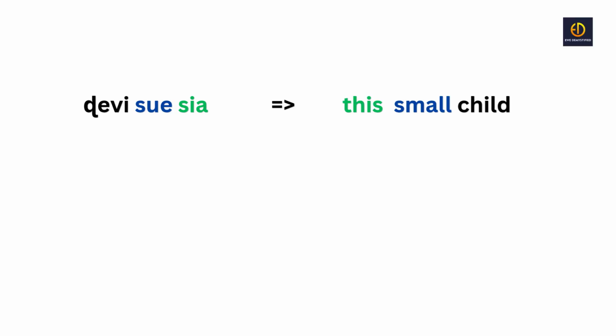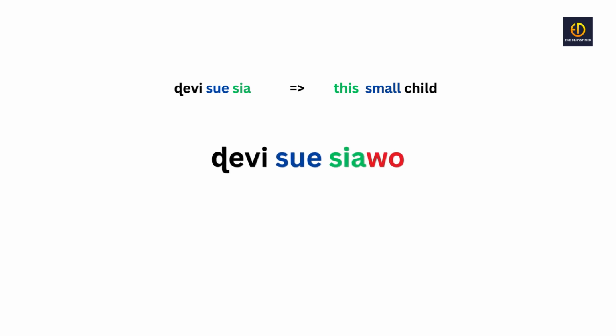All right. Now it gets even more interesting. In Ewe, articles like sia, which is this, and ema, that, also come after the noun. So, ɖevi sue sia, this small child. Now, let's make it plural. Where does wo go? At the end, obviously. Ɖevi sue siawo, these small children.